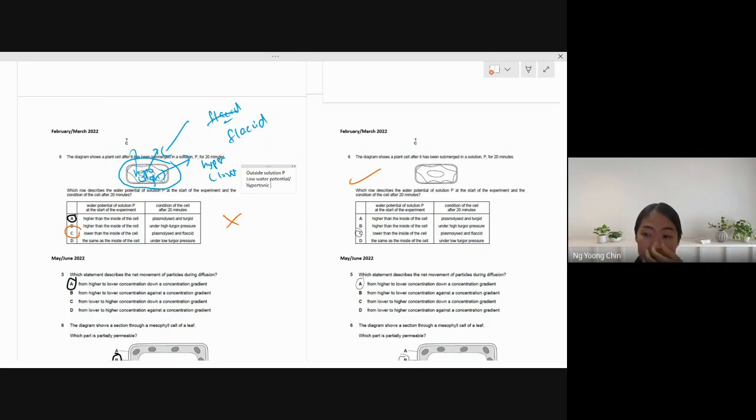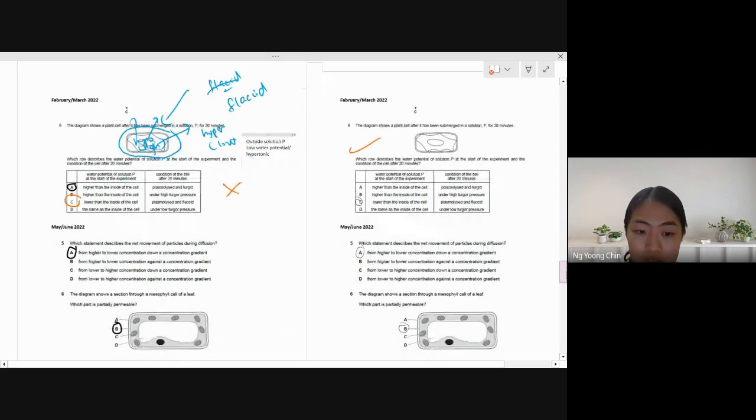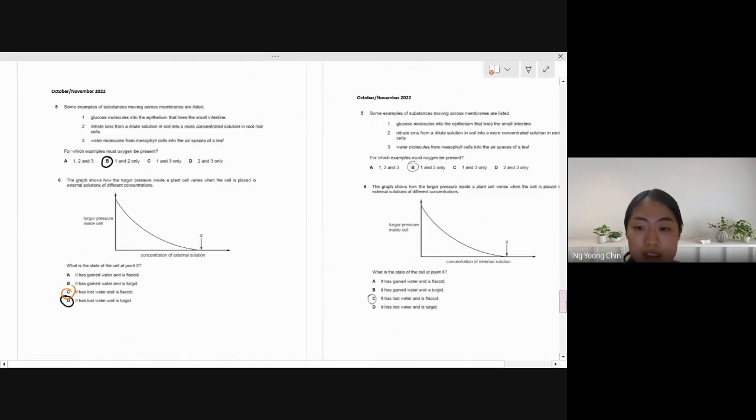So the answer will be C, which is that the water potential of solution P is lower compared to the inside of the cell. So the cell has a high water potential compared to the outside, right? That's why the water will diffuse from inside the cell, which has a high water potential, to the outside solution P, which has a very low water potential. So the plant cell loses the water and then becomes plasmolysed or flaccid. So this is the term. For this one, the answer is C.